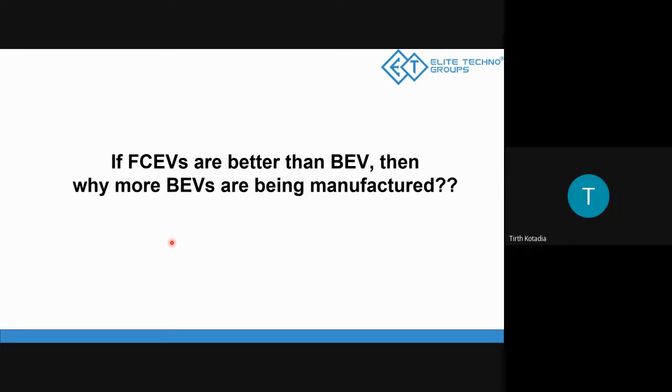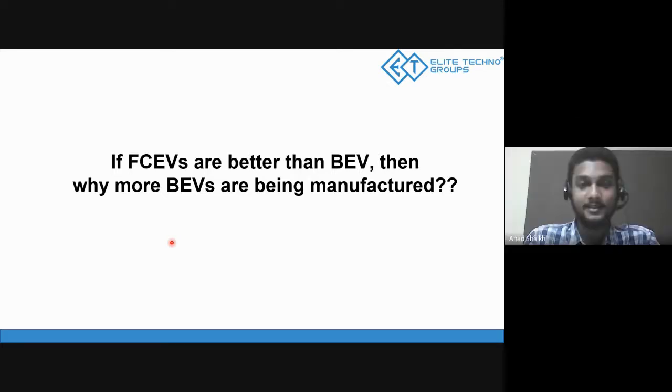Storage of hydrogen. Yeah, Tirath, that's one big challenge in getting fuel cell electric vehicles, because hydrogen, as we saw, stores a lot of energy, so it has to be stored very safely. So yeah, that's one key reason.